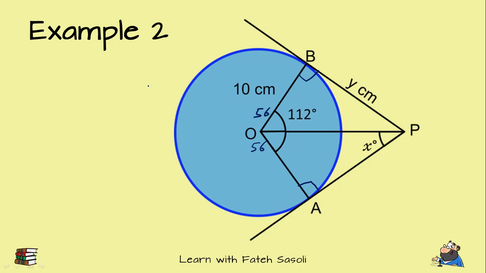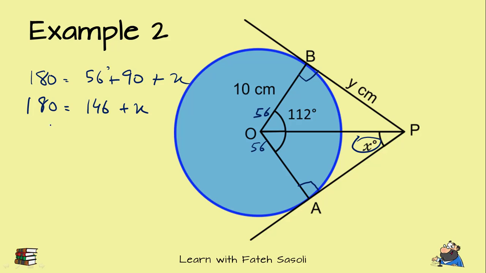Now it's comparatively simpler. The angle sum of a triangle should come up to 180 degrees, which would mean 56 degrees plus 90 degrees plus the unknown, which is x here. So 180 is equal to 146 plus x, which means x is a 34 degree angle.